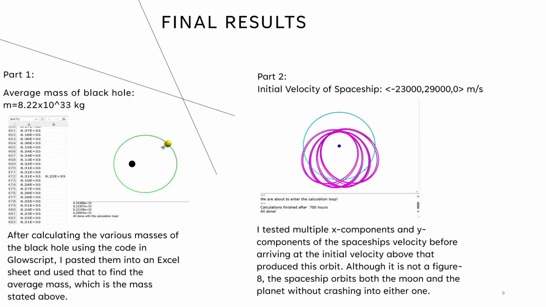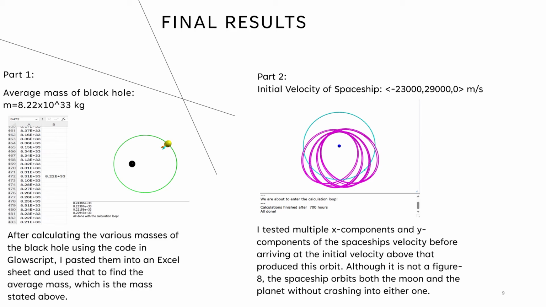And then for Part 2, again, there's my initial velocity of the spaceship and my computational model, and basically I tested multiple velocities of the spaceship before arriving at this one that produced this orbit. And even though it's not a figure 8, it orbits the moon and the planet without crashing into either one.